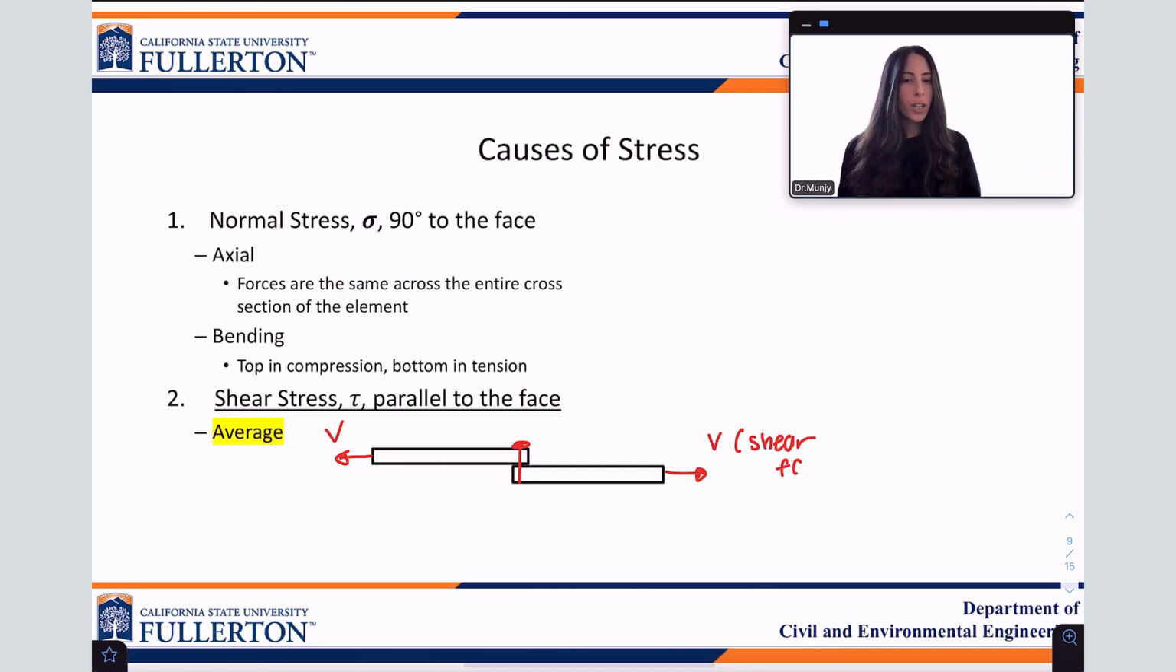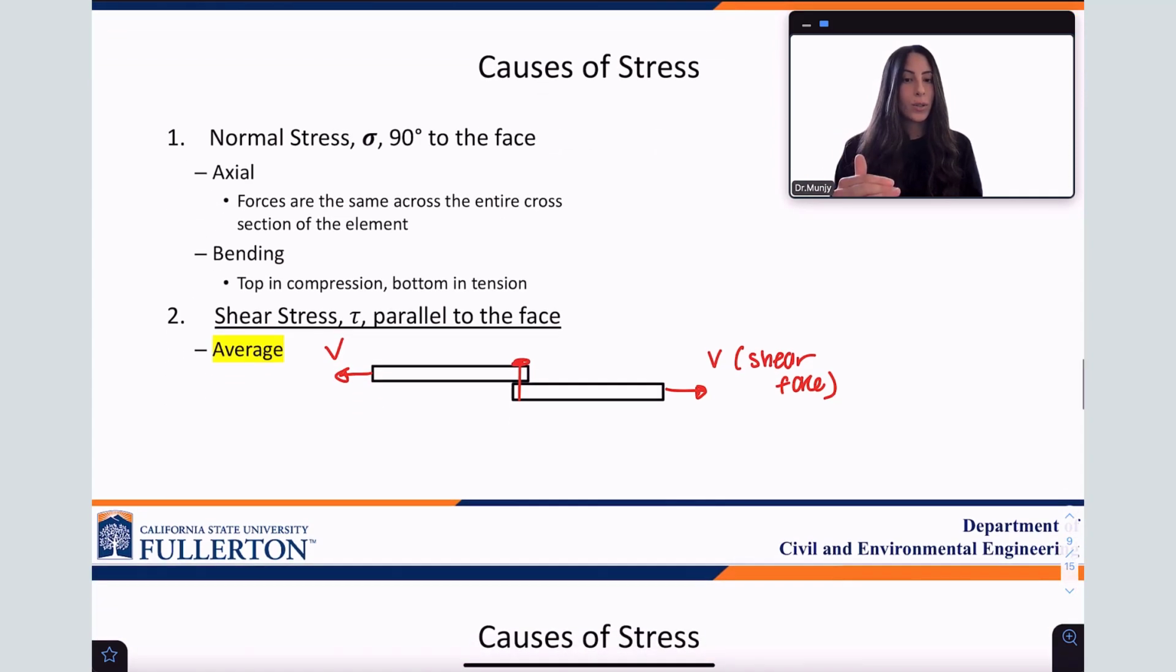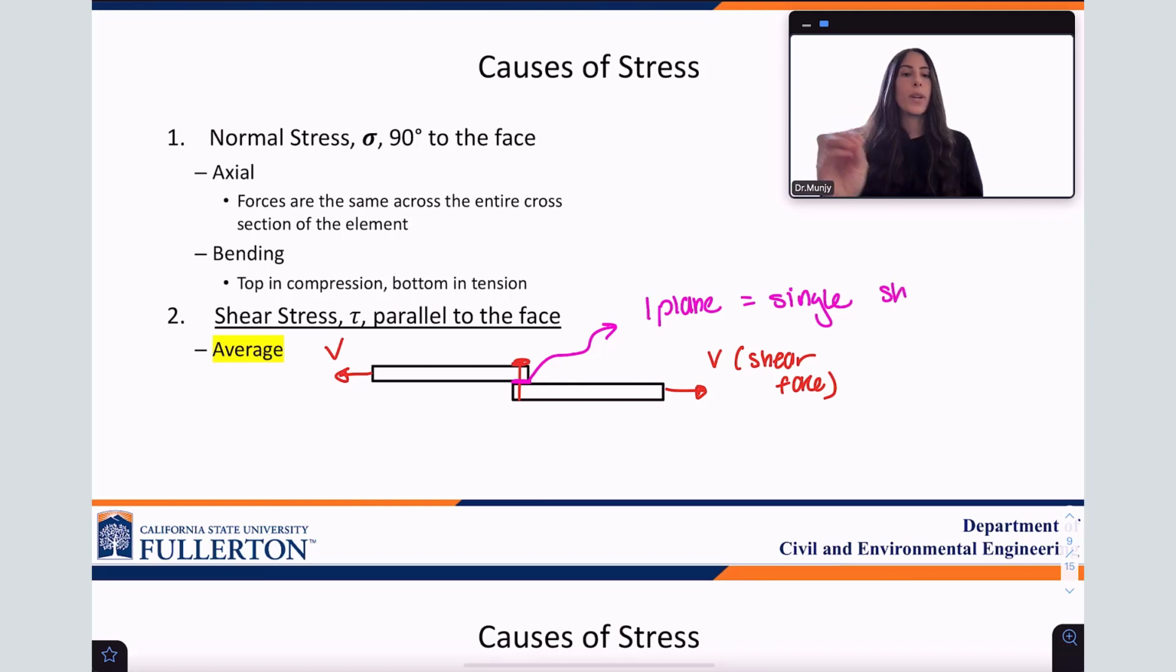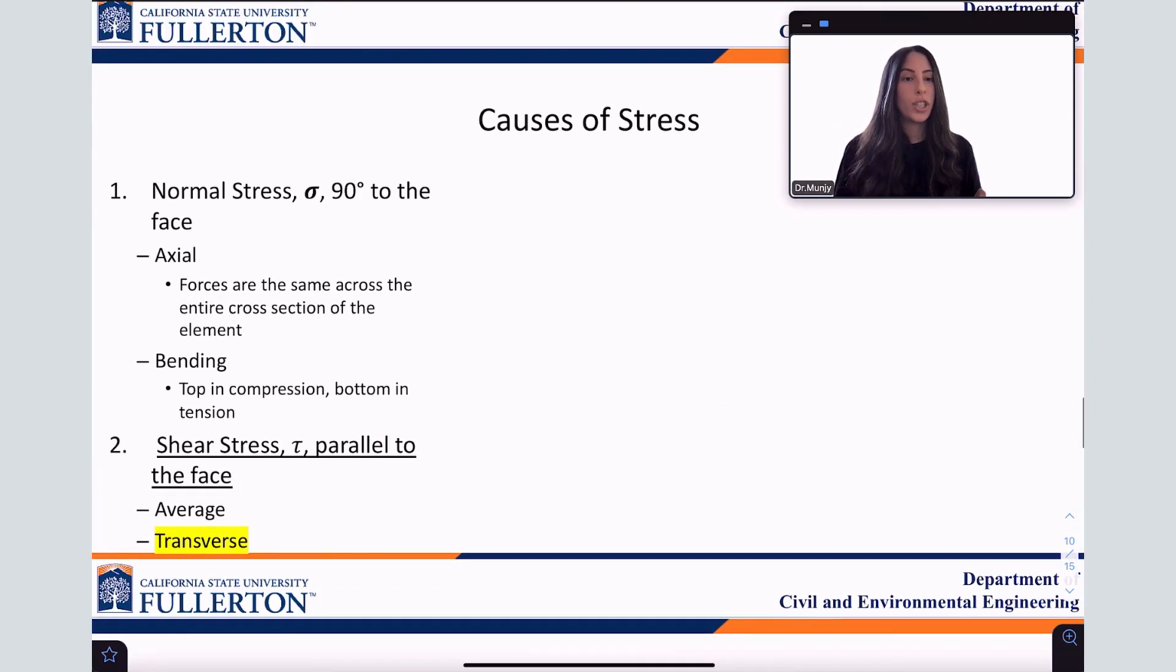Why is it single shear? Because we only have one plane that's connecting those elements, right? And I'm going to show you in pink here. So that's just one plane, which means we have single shear. If we had two planes, we have double shear. Okay, so in this problem, we have single shear, and this action leads to shear stress.